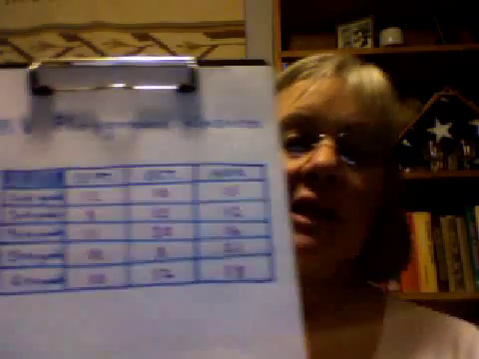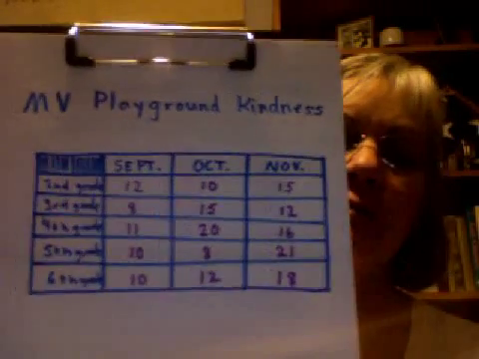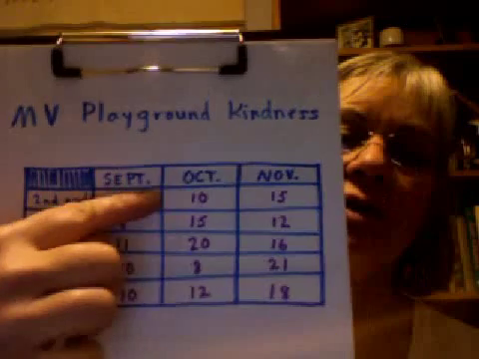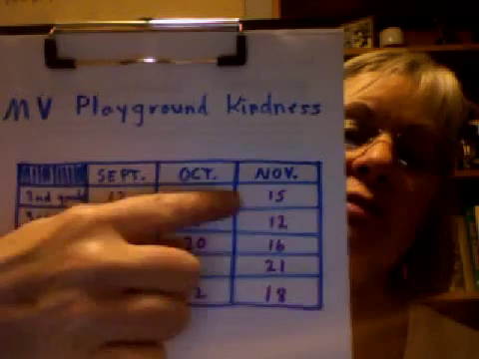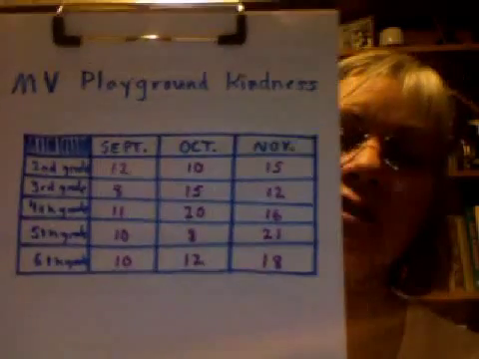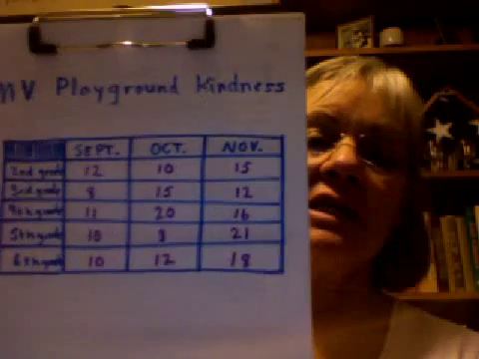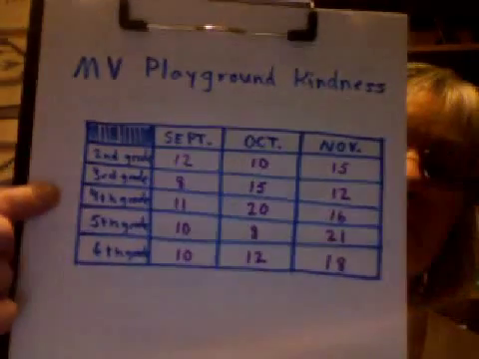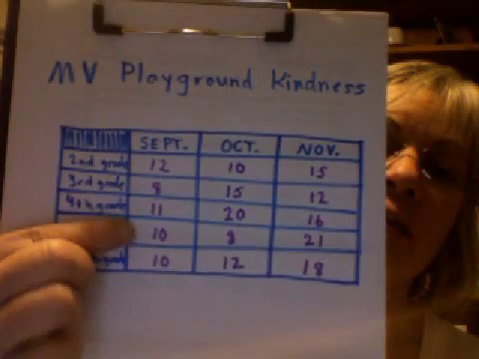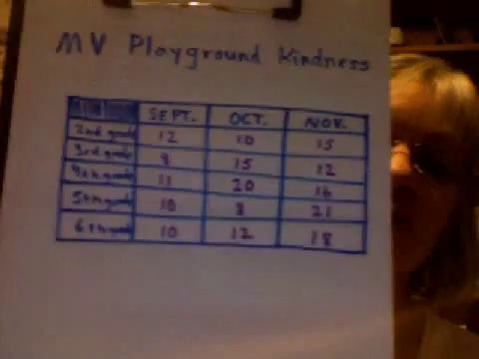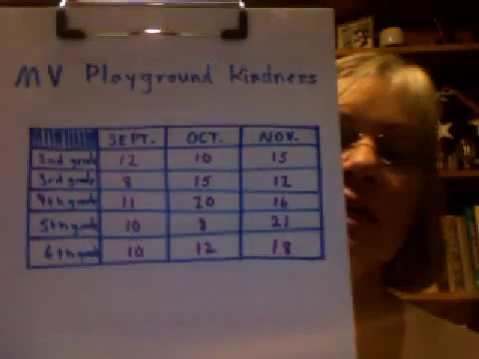Now, you can use information. Data can be used to make many different kinds of tables and graphs. And I've done a table like this, and I expanded the information I used because you can see that there are more columns. We did September, and I've also added October and November to this chart. Once again, we have all of the grades from 2nd through 6th, and we have the numbers of kind acts that we counted up for each month in each grade. We can do many, many things with this information now.